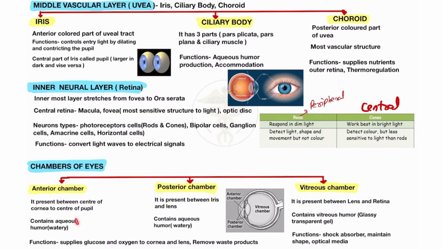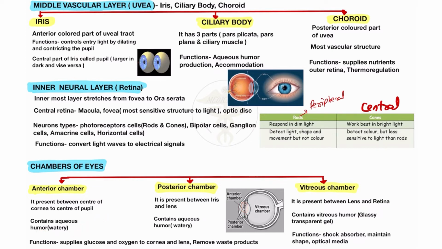The first difference: aqueous humor is watery, mostly water, while vitreous humor has a jelly-like appearance. It also helps in vision and refraction of light. The anterior chamber is present between the central cornea and the pupil, and contains aqueous humor, which has a watery appearance.